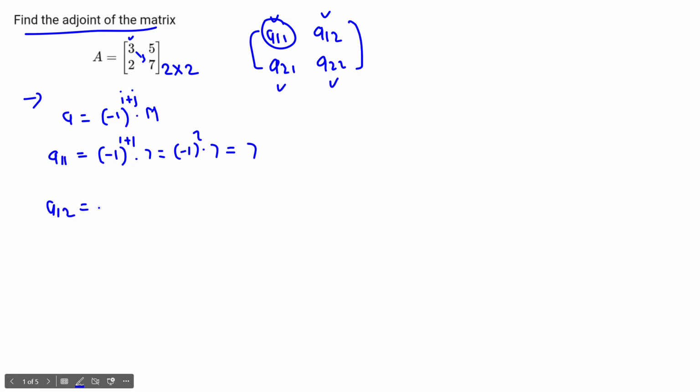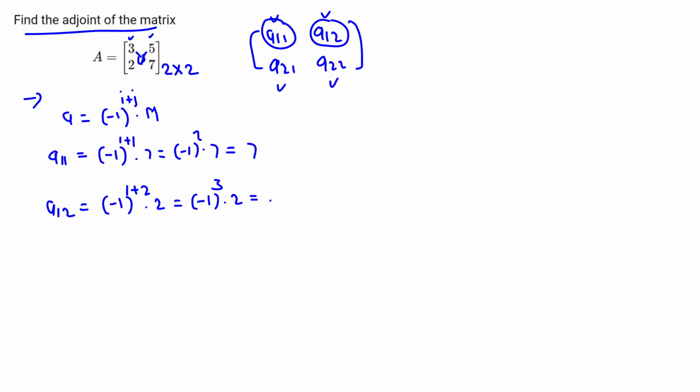Now I am finding the value of A12. Again the same formula: minus 1 raised to i plus j, where i is 1 and j is 2. A12 in the problem is 5, and the opposite point of 5 is 2, so the value of m is 2. So we get minus 1 raised to 1 plus 2, that is 3, into 2. Minus 1 cubed is minus 1, and minus 1 into 2 will be minus 2. So this is the second cofactor, A12.